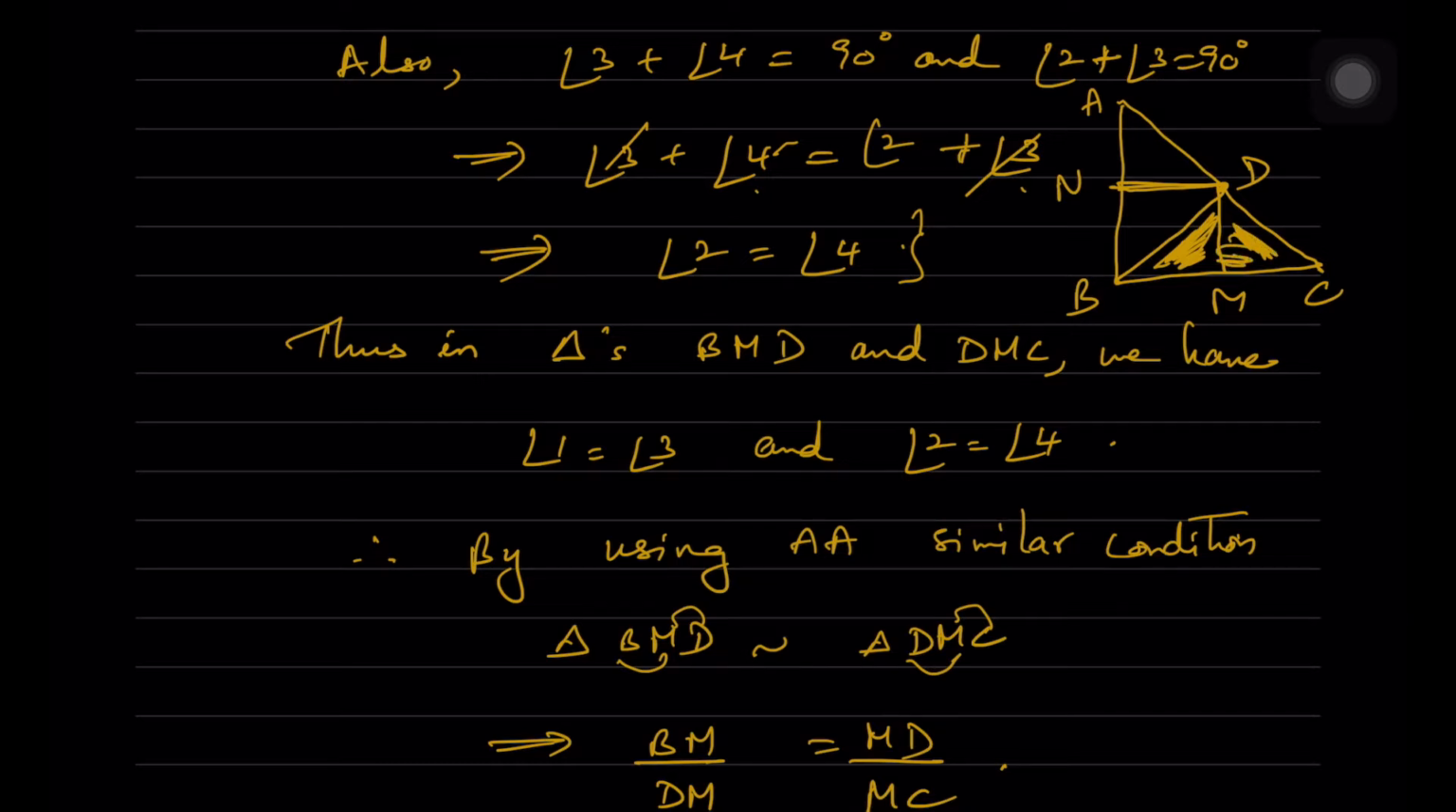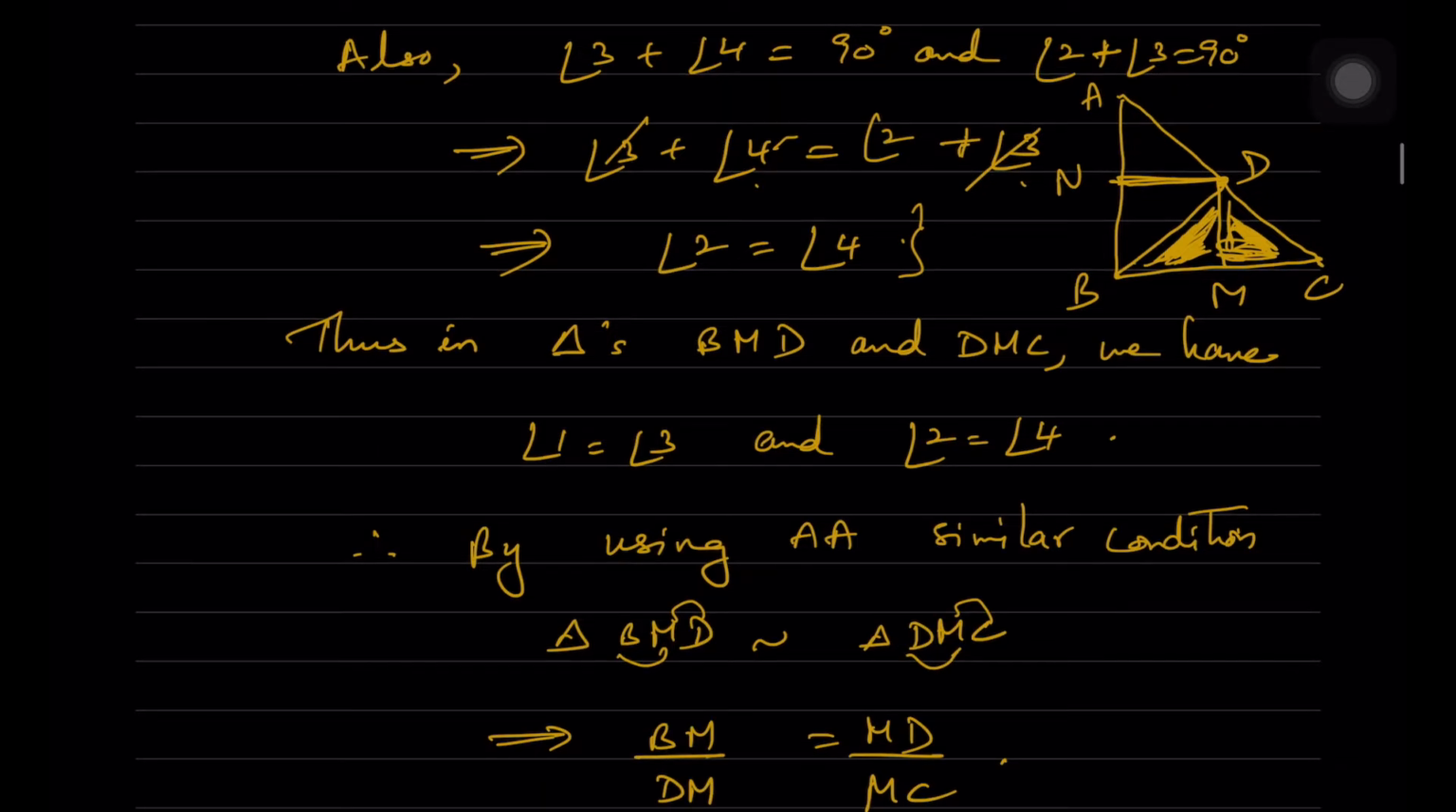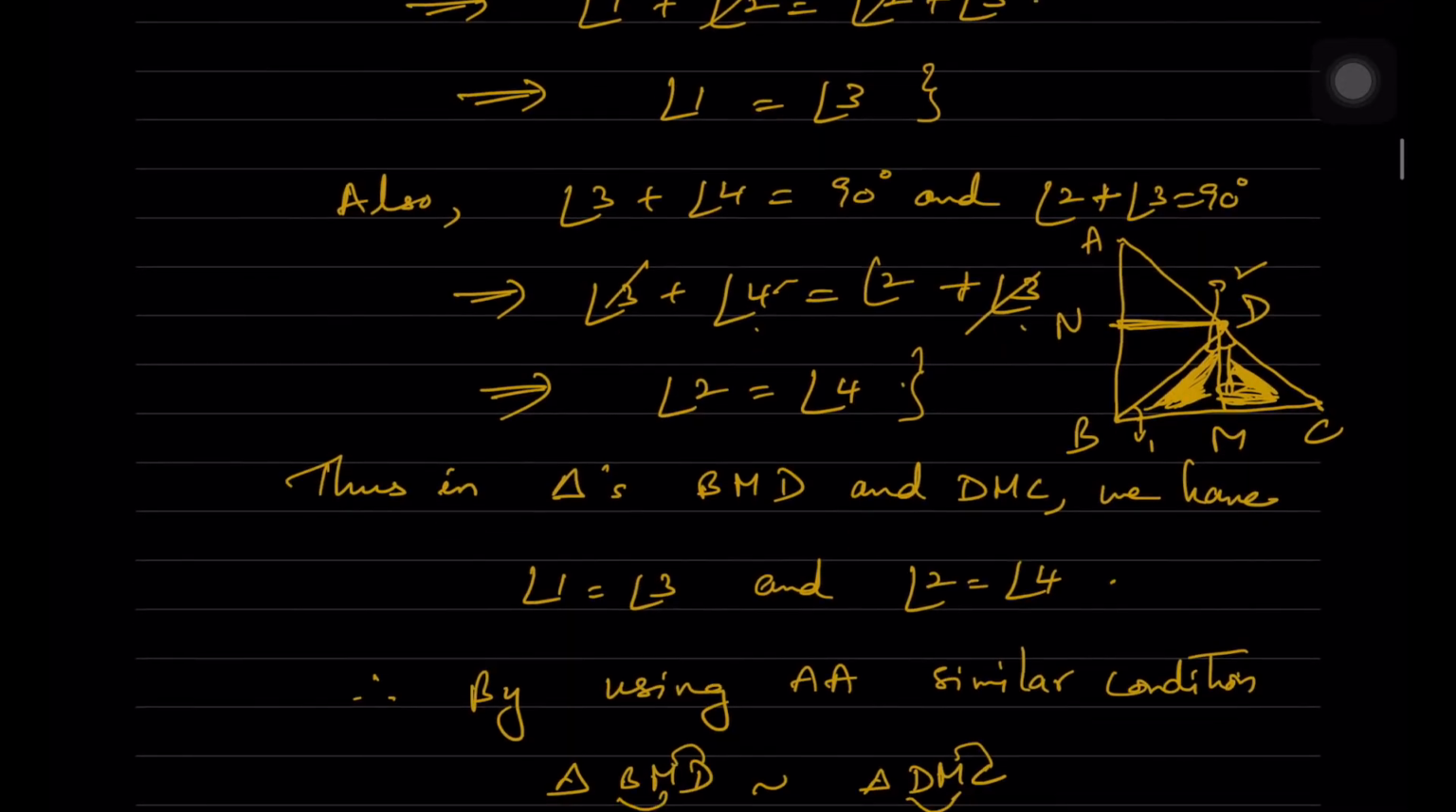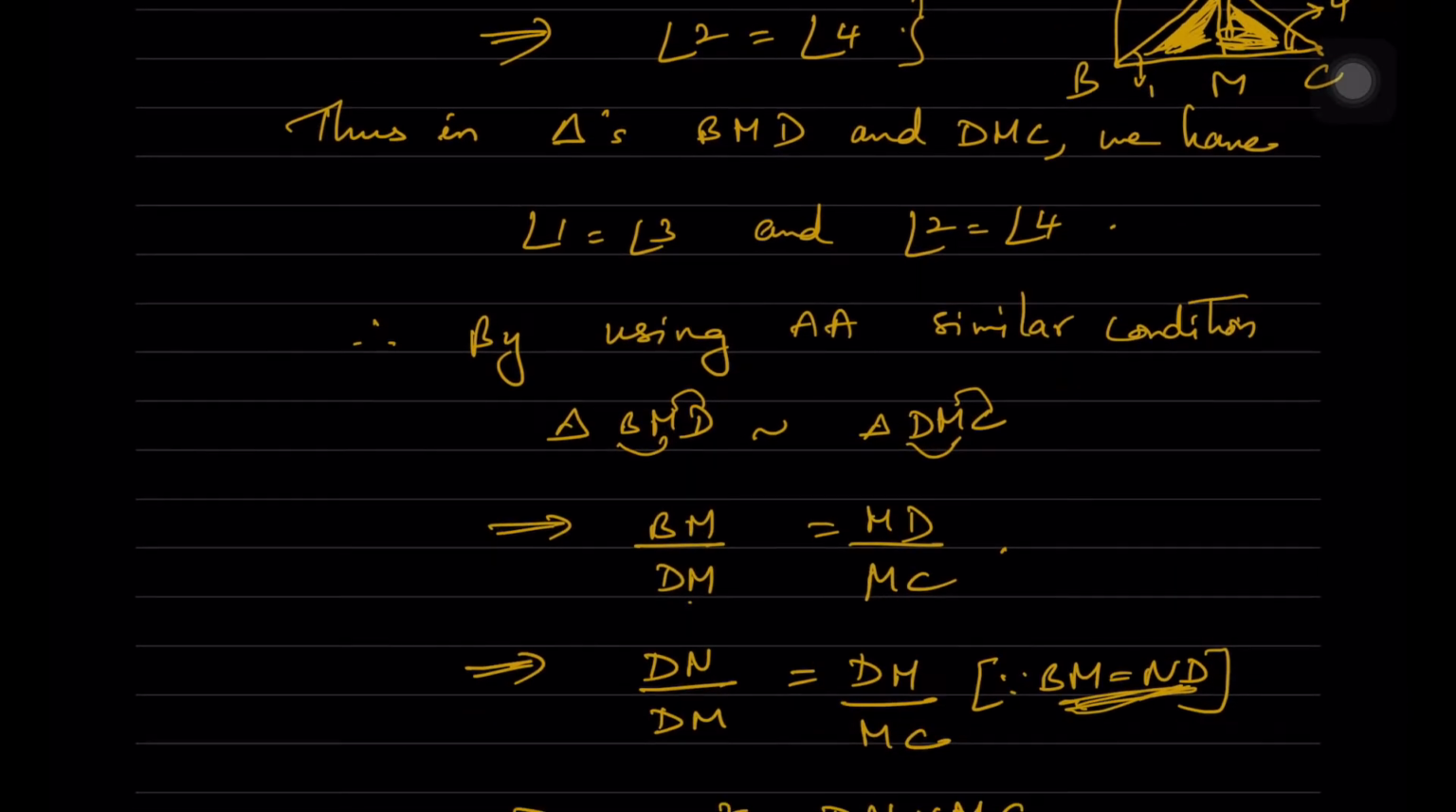In these two triangles, DMC and BMD, this is angle 1, this is 2, 3 is up here, and this is 4. So angle 1 is equal to angle 3, and angle 2 is equal to angle 4. Therefore, by using the AA similarity condition, we have triangle BMD is similar to triangle DMC, since if two angles of two triangles are equal, then those two triangles are similar.